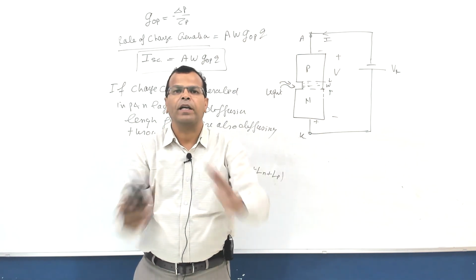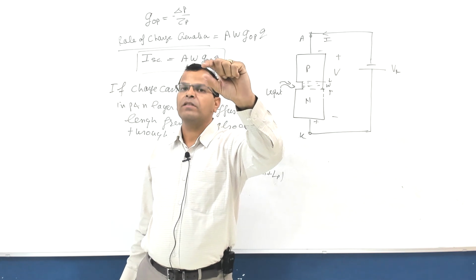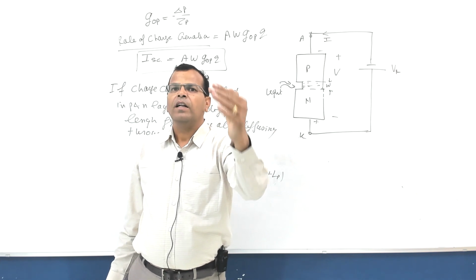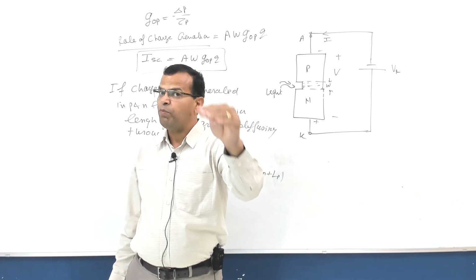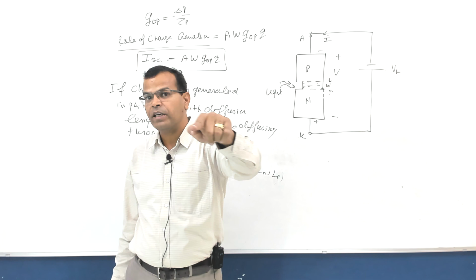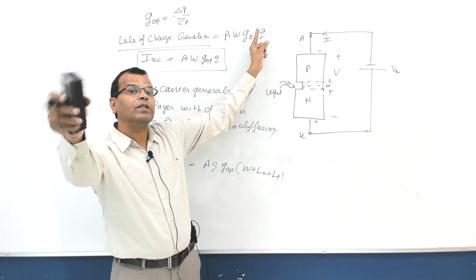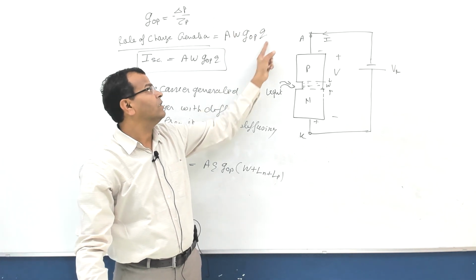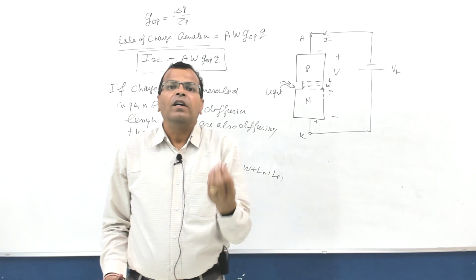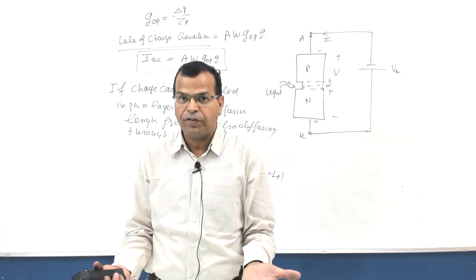I am repeating the whole concept again. G is what? The number of excess carriers generated per unit volume per second. If you multiply it by volume, that becomes the number of excess carriers generated per second. Multiplied by the charge of each carrier, that becomes charge generated per second. That is the current, the optical current. The additional charge generated is responsible for the optical component of current.